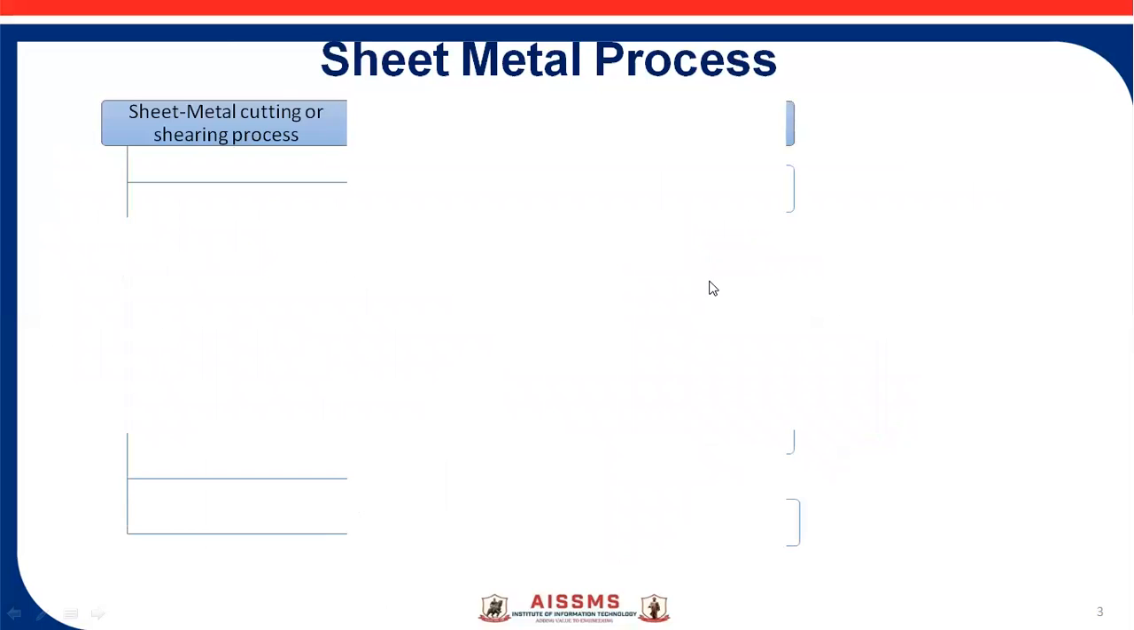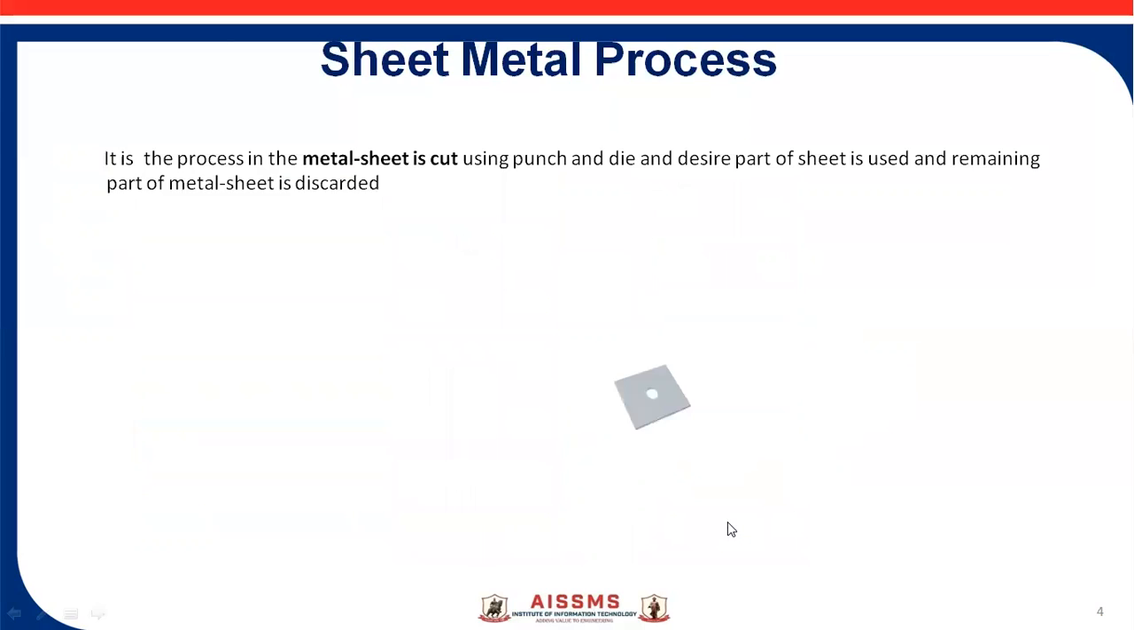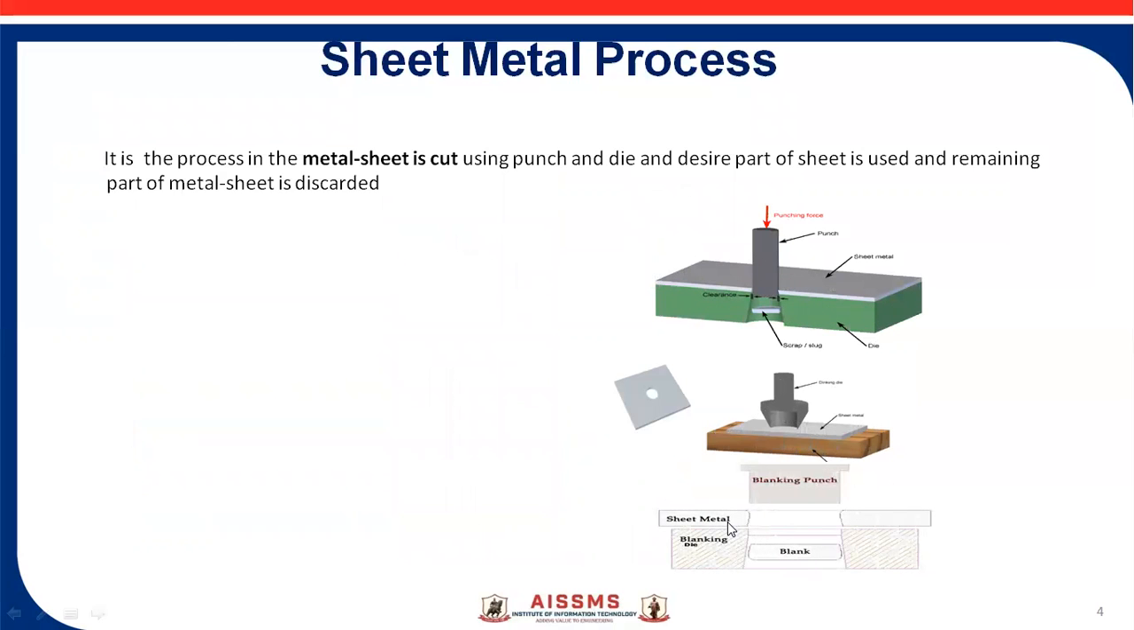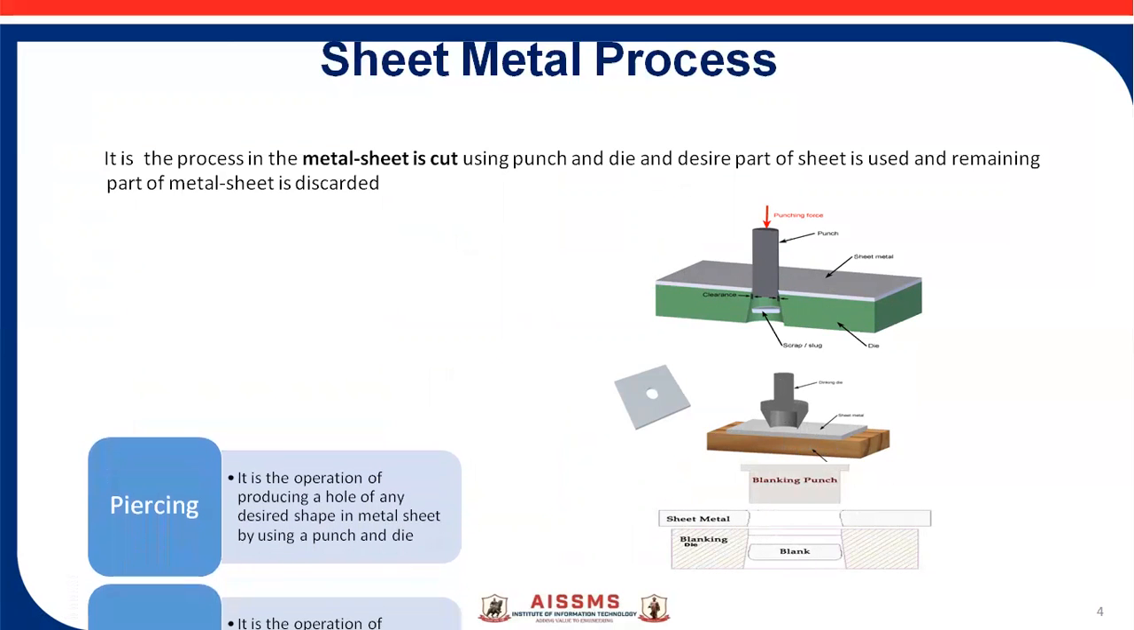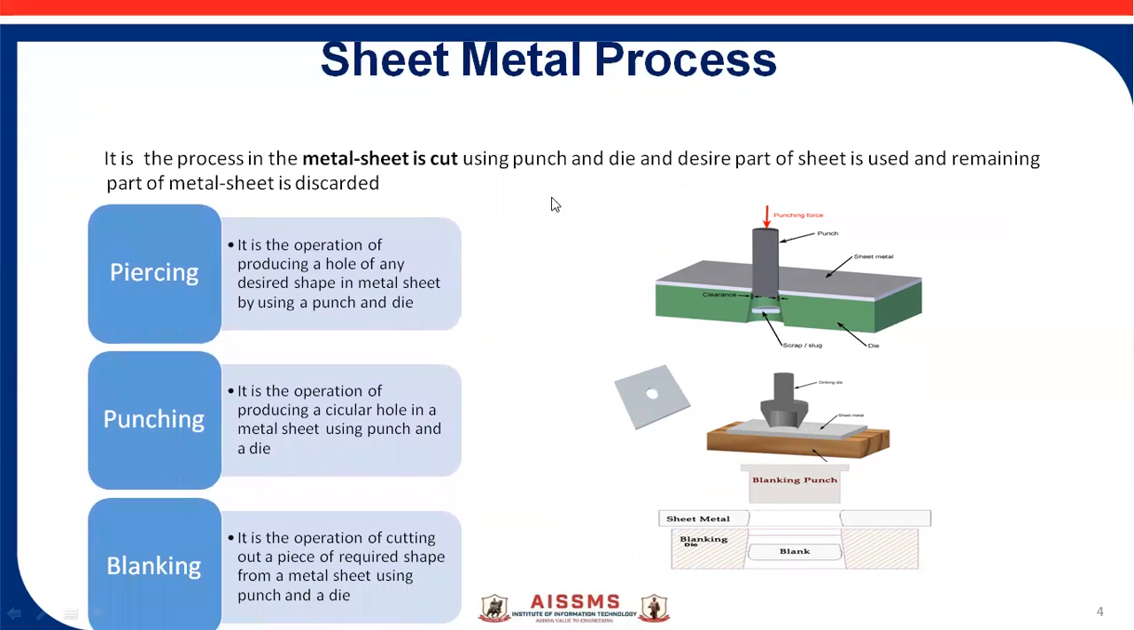The sheet metal process is further classified into metal cutting and metal forming. Today we are seeing only the sheet metal cutting processes: piercing, punching, blanking, perforating, slitting, lancing, and notching. The sheet forming processes are drawing, bending, forming, coining, and embossing. In metal cutting, we use a punch and die assembly to get the required part of the sheet, and the remaining part is discarded.